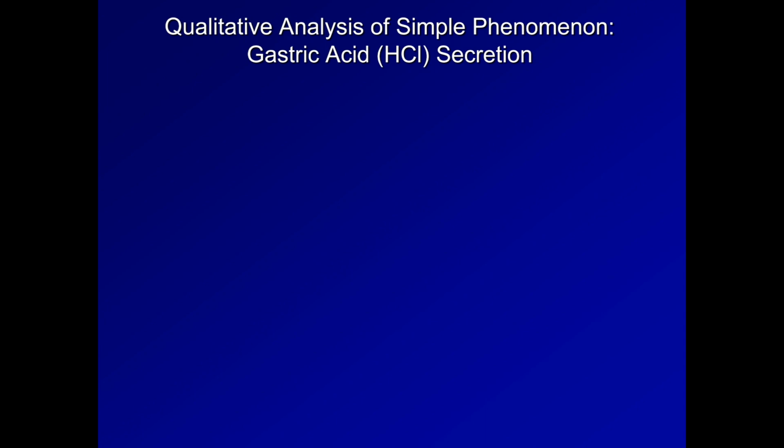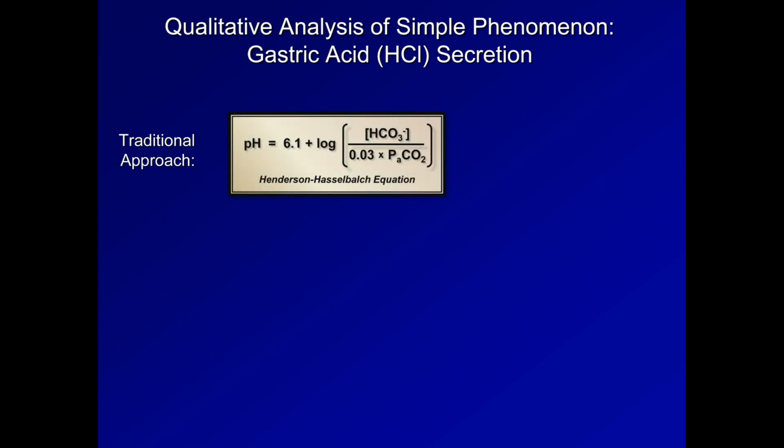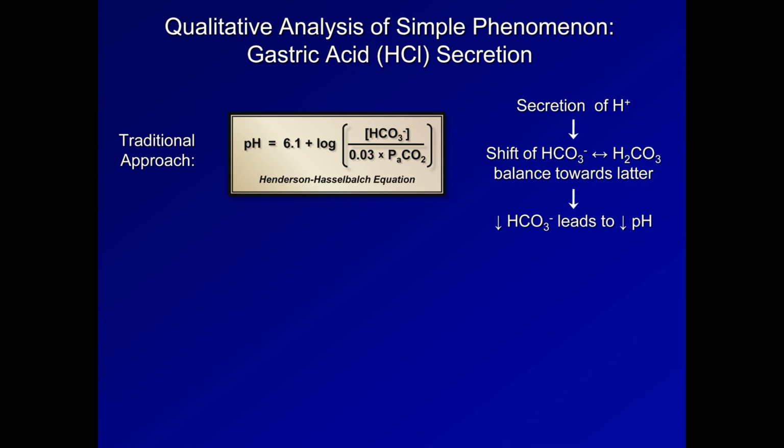To further compare different approaches to acid-base physiology, I want to look at a very brief qualitative analysis of a simple physiologic phenomenon, gastric acid secretion in the stomach. The traditional approach is based on the Henderson-Hasselbalch equation. In this model, secretion of hydrogen ions into the stomach lumen by parietal cells shifts the equilibrium between bicarbonate ion and carbonic acid towards the latter. This lowers the concentration of bicarbonate ion, which by the Henderson-Hasselbalch equation must result in the lower pH of the gastric lumen.